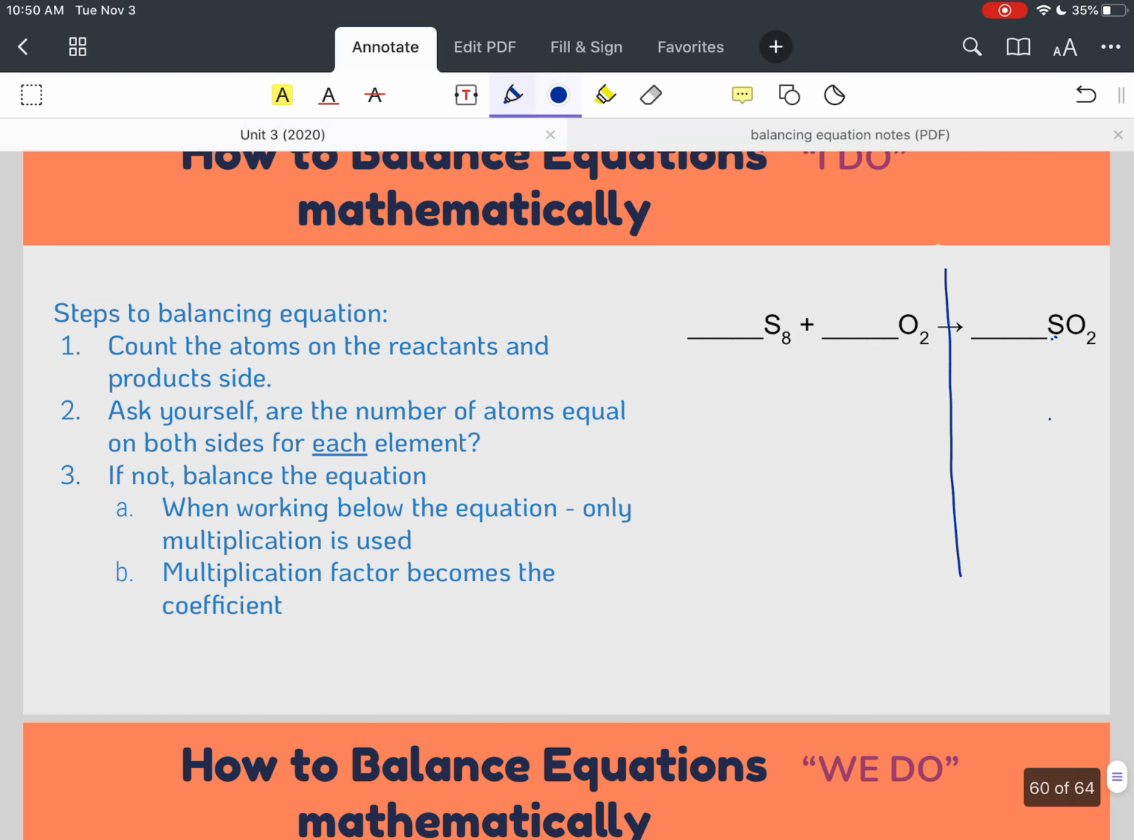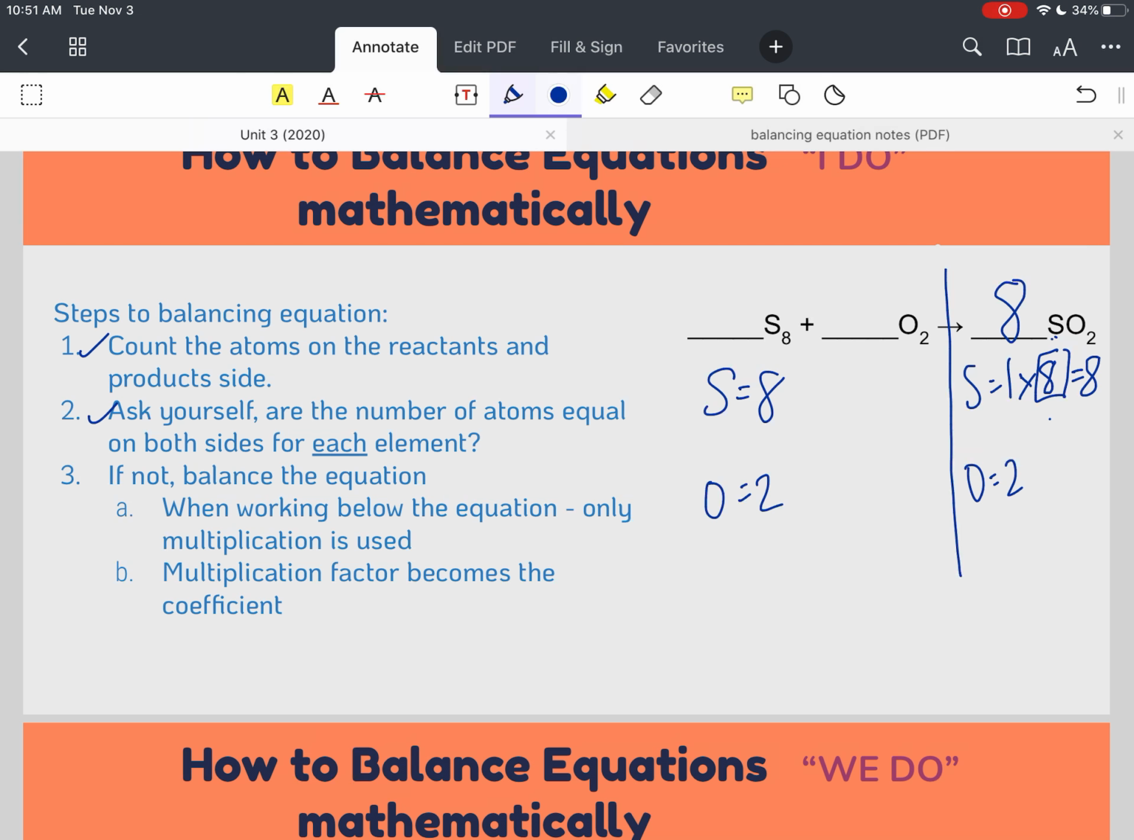So again, I'm going to just write out, I have 8 sulfurs and I have 2 oxygens. 1 sulfur, 2 oxygens. Okay, so I've counted, ask myself if it's balanced. No, it is not. My sulfur does not match. Okay, so what can I multiply 1 by to get 8? 8. 8 goes in the box, 8 goes on the line.